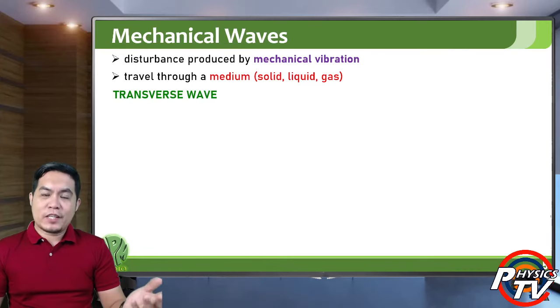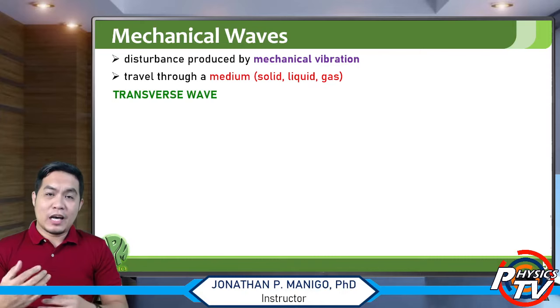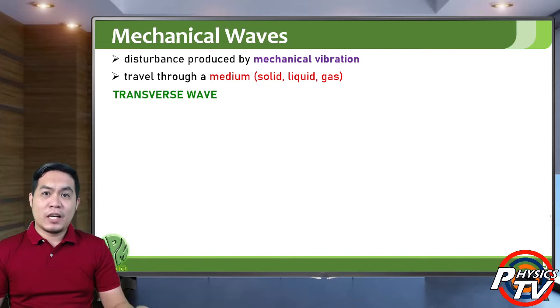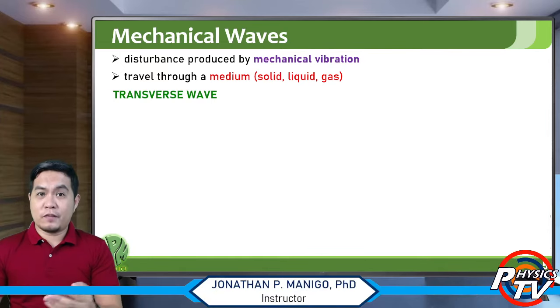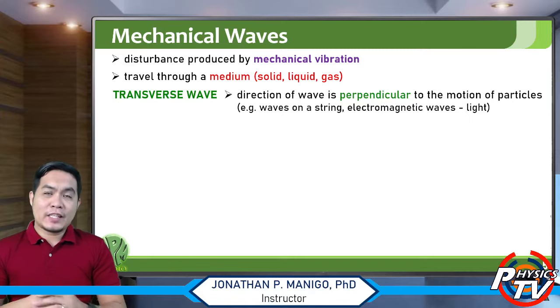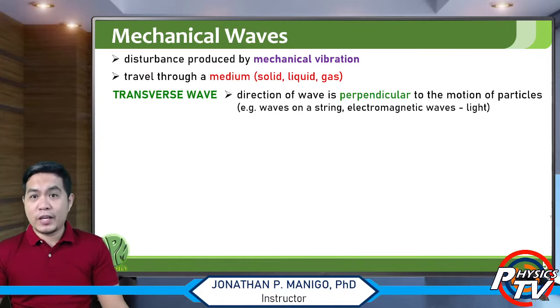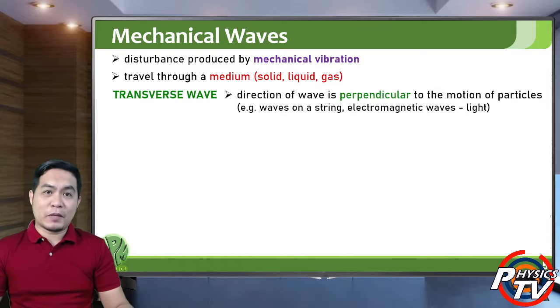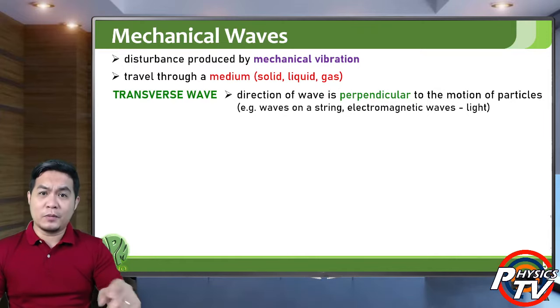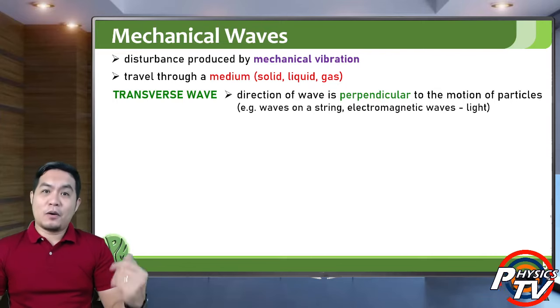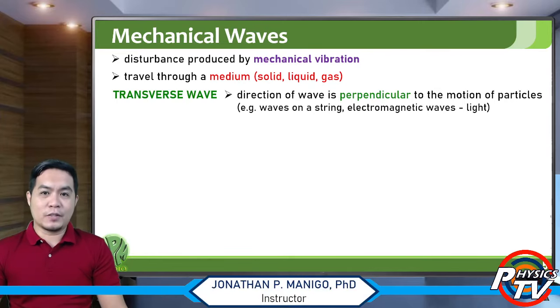So all waves can also be classified into two types, depending on the direction of the particles moving and the direction of the propagation of the wave. So a transverse wave is a wave wherein the direction of motion of the wave is perpendicular to the motion of particles. The example of these are waves on a string. If you jiggle a string up and down, so the particles of the string are moving up and down, you will see a wave that's moving to the left or to the right. So it's perpendicular. Electromagnetic waves or light are also transverse waves.